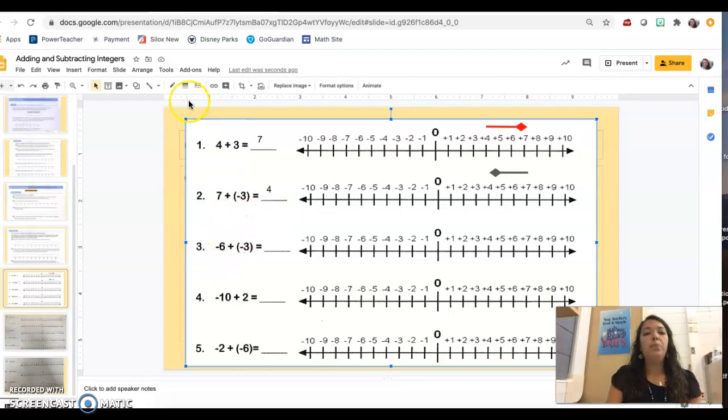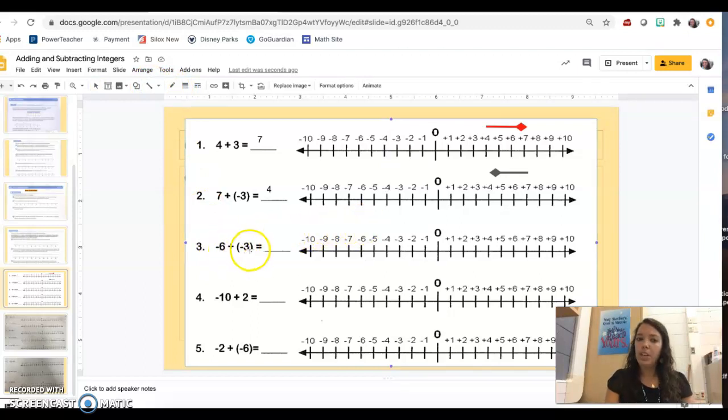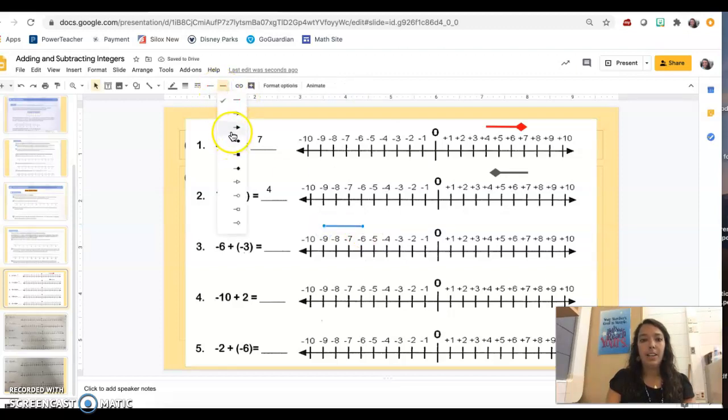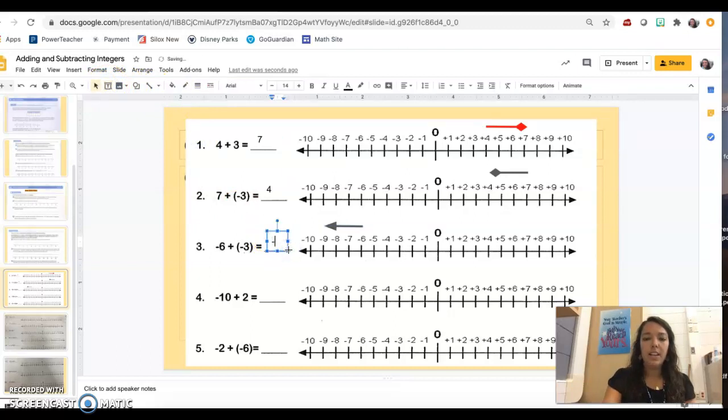Number 3, we are going to start at negative 6, and we're going to go, which way do you think? We're adding a negative. When we added a negative on this one, we went left. Same thing. We're going to start at negative 6, but we're still adding a negative, so we're going left 3. 1, 2, 3. And we end up at negative 9. So let's put that in our text box, negative 9.